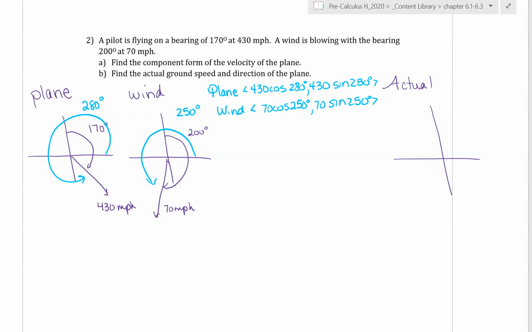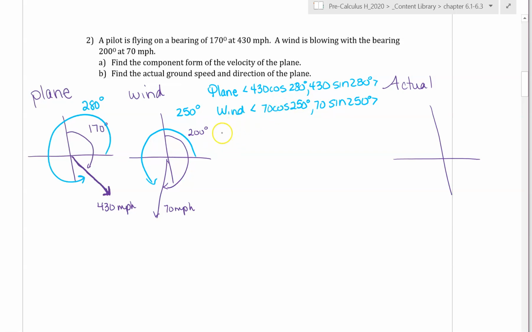Now when I write this in component form, I'm describing the horizontal and vertical components of the velocity of the plane and the horizontal and vertical components of the velocity of the wind. So what we're going to do now is combine forces. So what is actually happening? The pilot is trying to fly the plane in this direction, but the wind is going to have an effect. So let's see what's actually happening when you combine the plane with the wind.